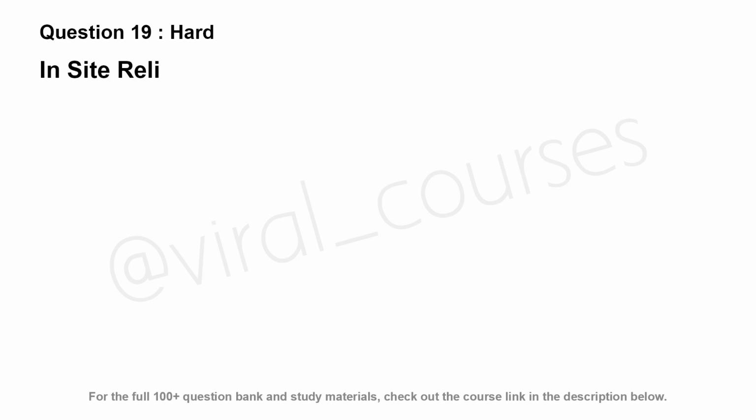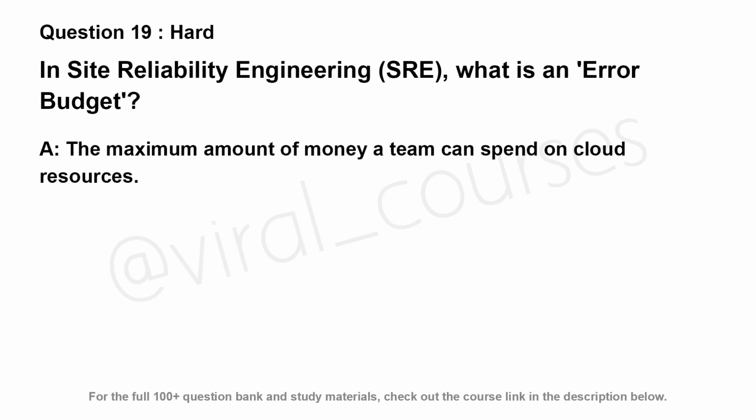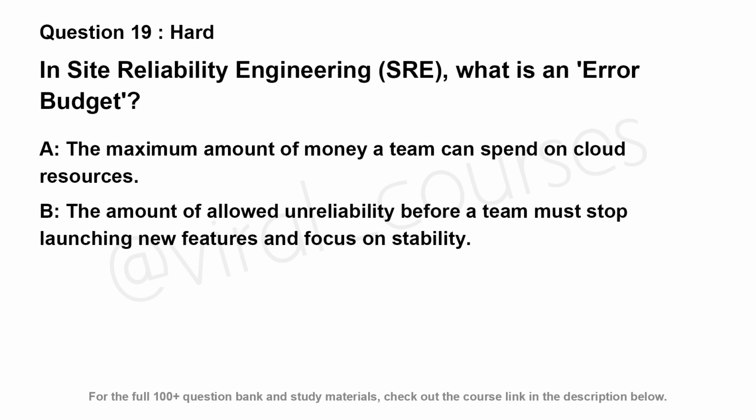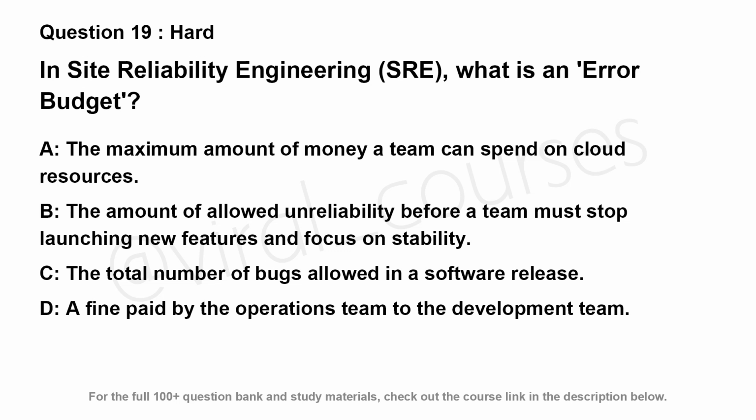In Site Reliability Engineering, SRE, what is an error budget? Option A, the maximum amount of money a team can spend on cloud resources. Option B, the amount of allowed unreliability before a team must stop launching new features and focus on stability. Option C, the total number of bugs allowed in a software release. Option D, a fine paid by the operations team to the development team.